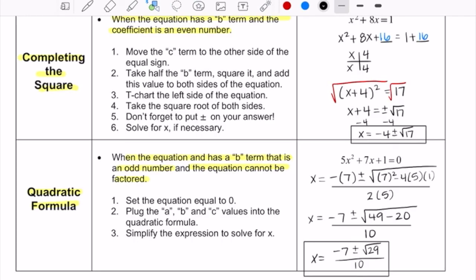So remember, we're going to use the quadratic formula when the equation has a b term that's an odd number and the equation cannot be t-charted. So think about the quadratic formula as kind of being like your last method.